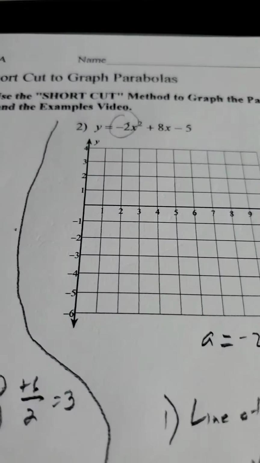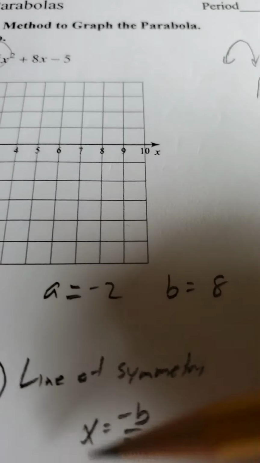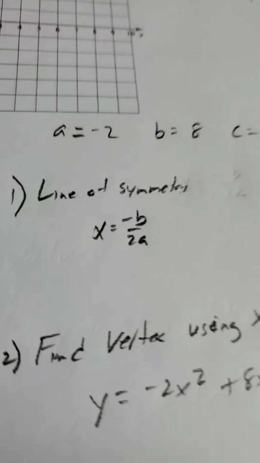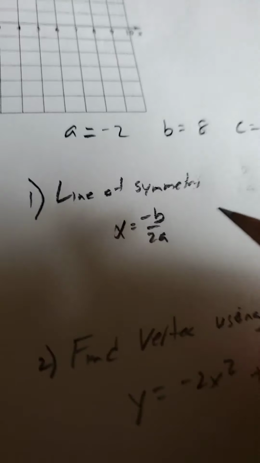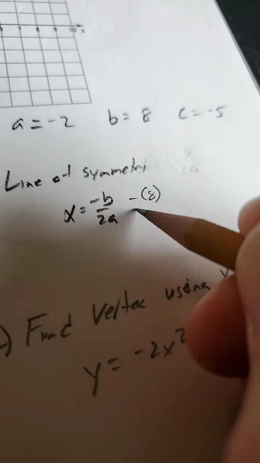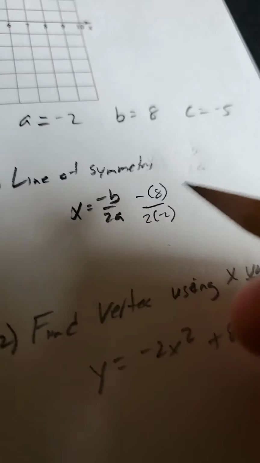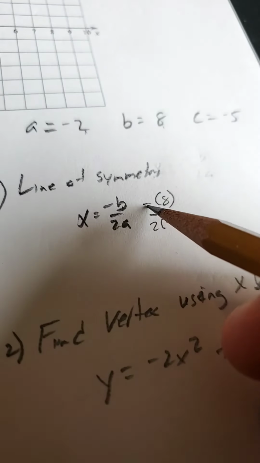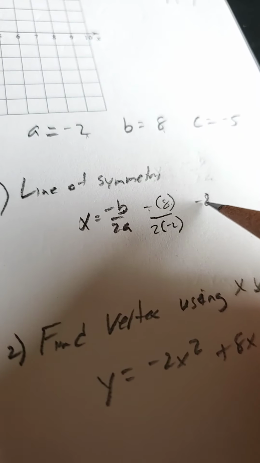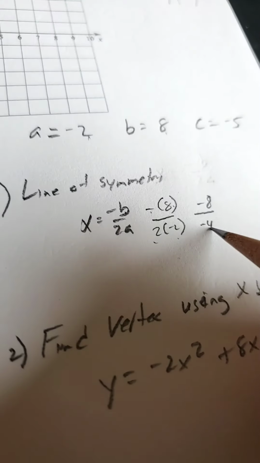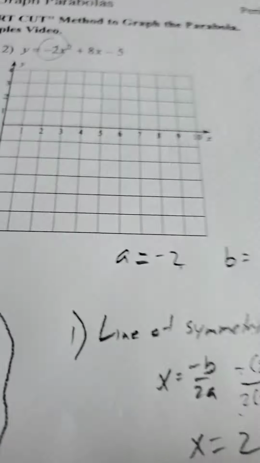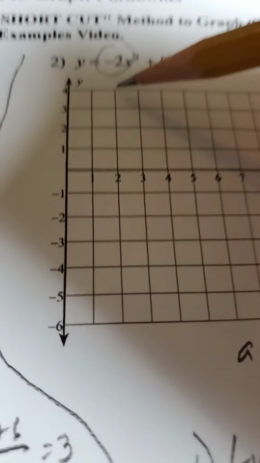Okay, here we go. I've already written down what the A, B, and C are to save a little bit of time. A is -2, B is 8, C is -5. First, you find the line of symmetry. I'm going to plug in 8 for B, and I'm going to plug in -2 for A. I'm going to put 8 right there. I'm going to put -2 right there. The negative sign out front switches that to a -8. Multiply that, you get -4. Divide, you get +2. The line of symmetry is x equals +2.